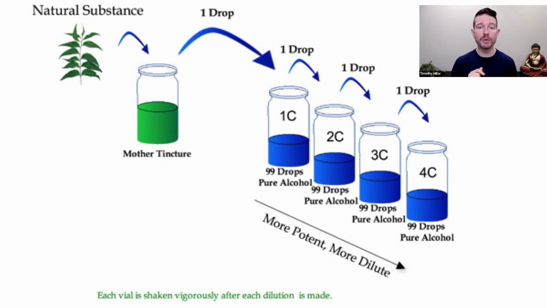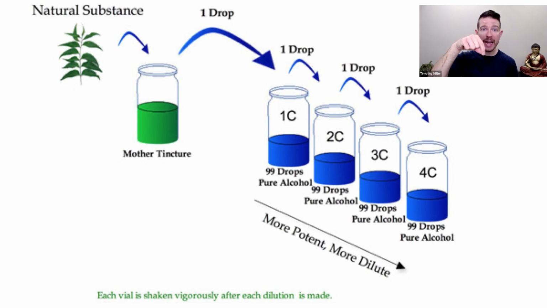So in order to create a potency of 1C, what we do is we take this mother tincture, a preparation of the substance that we are creating a homeopathic remedy from. We take 1 drop of that substance and we add it to 99 drops of alcohol, or an alcohol-water mixture, or water.